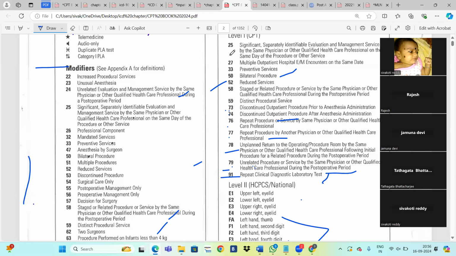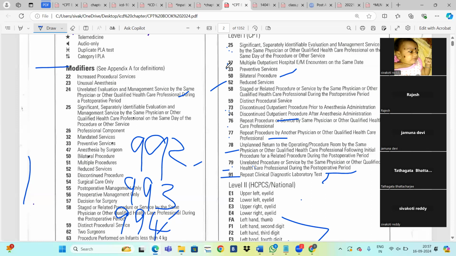Then come to 25 and 27. These two are E and M related modifiers. Remember, both are E and M related modifiers. You can use these two modifiers only with 99 series codes, evaluation and management codes. You will get 99 2, 3, 4 series, only in this range. For E and M services you need to add these two modifiers, 25 and 27.